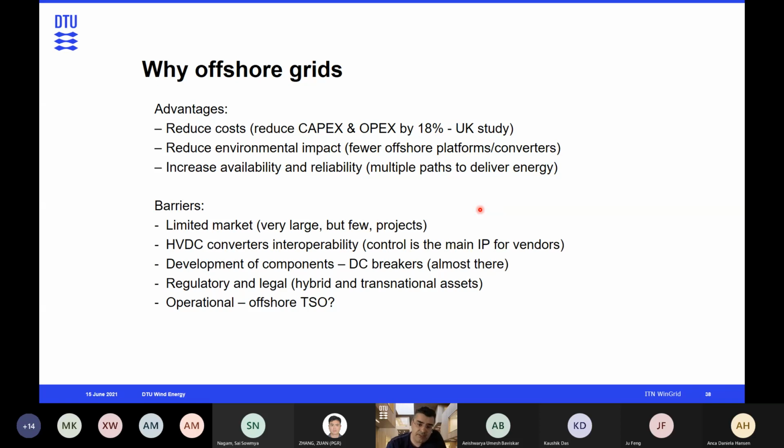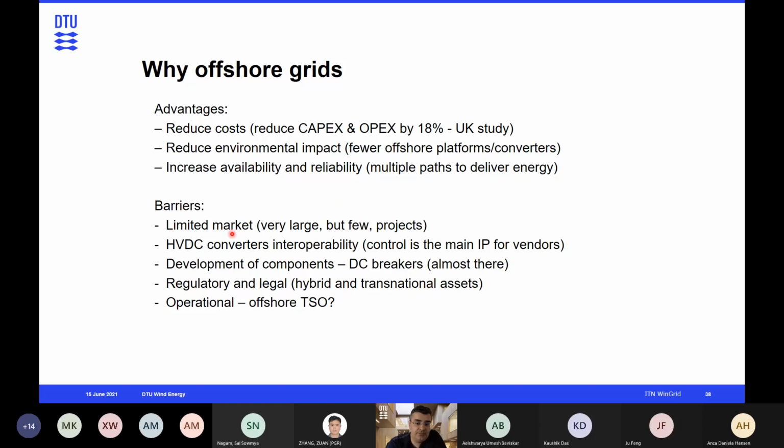I think today there is still a limited market. The projects that are happening are very, very large, both in terms of capacities, but also in terms of cost. But there are few projects, so it's not very easy to develop very fast for the different producers, because they are very large and few projects.